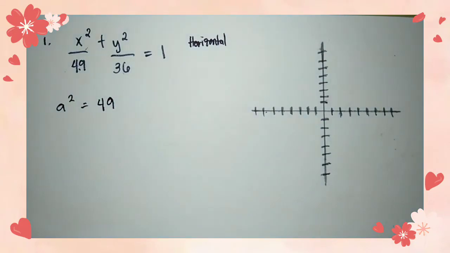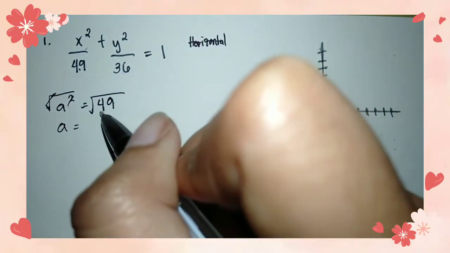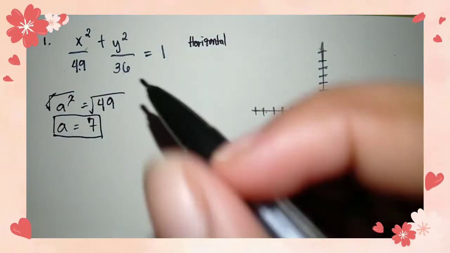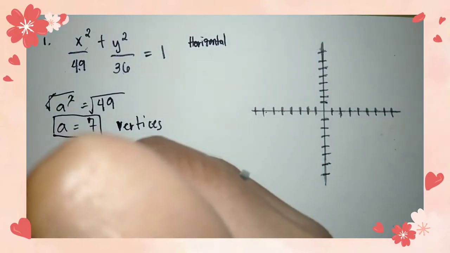And then to find A, we are going to extract square root both sides. So we have A is equal to square root of 49, which is 7. So ito na yung ating A. So si A yung mag-identify ng ating vertices, alright? And then next thing to do is to find B.